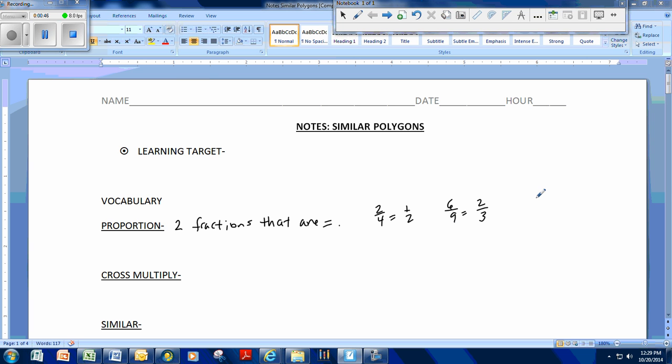Sometimes we get proportions that have a missing number. All right, so in order to solve a proportion with a missing number, we cross multiply. So that's used to solve a proportion.